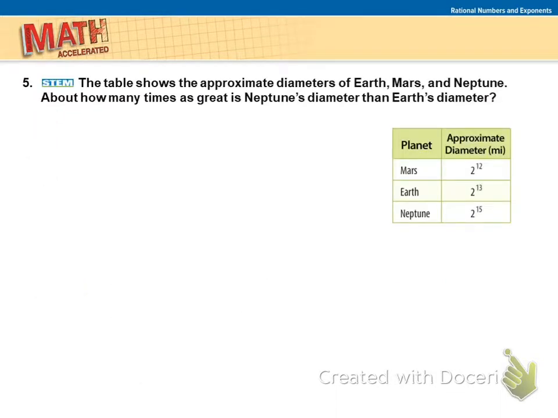All right. Carson, will you read that for me? Let's talk about this one real quick. So it says about how many times as great. So what do we think that's telling us to do? What operation? What kind of expression are we going to need to use? Multiplying or dividing? Which one y'all think?